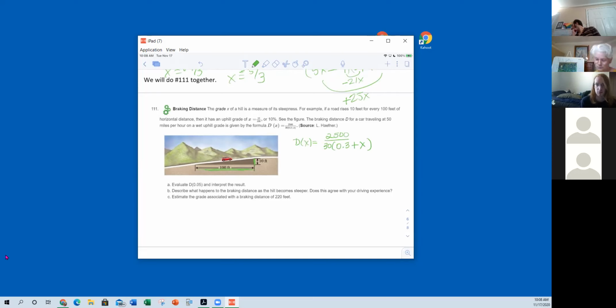So what would we do? How would we do that? Replace the x with 0.05. Right. So we're just going to say d of 0.05 is equal to 2,500 divided by 30 times 0.3 plus 0.05. Everyone, see if you come up with the same thing I do when I do this one.